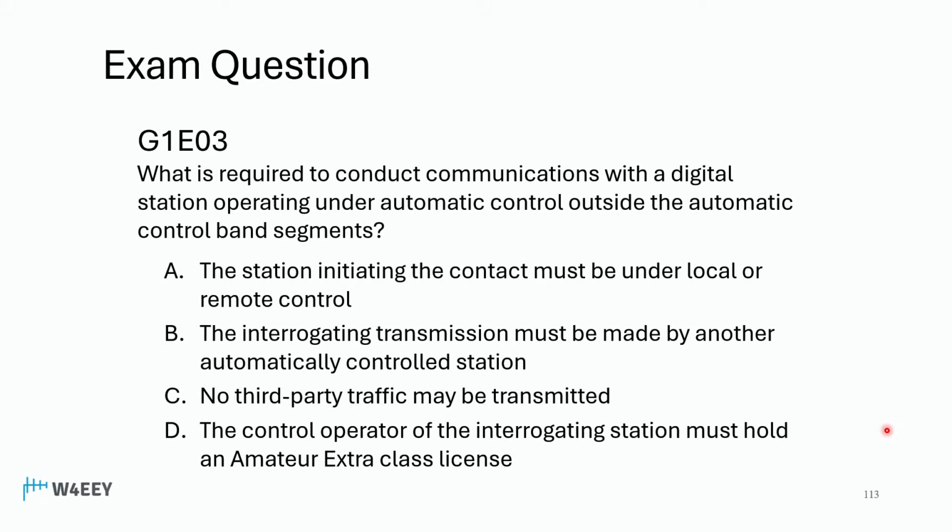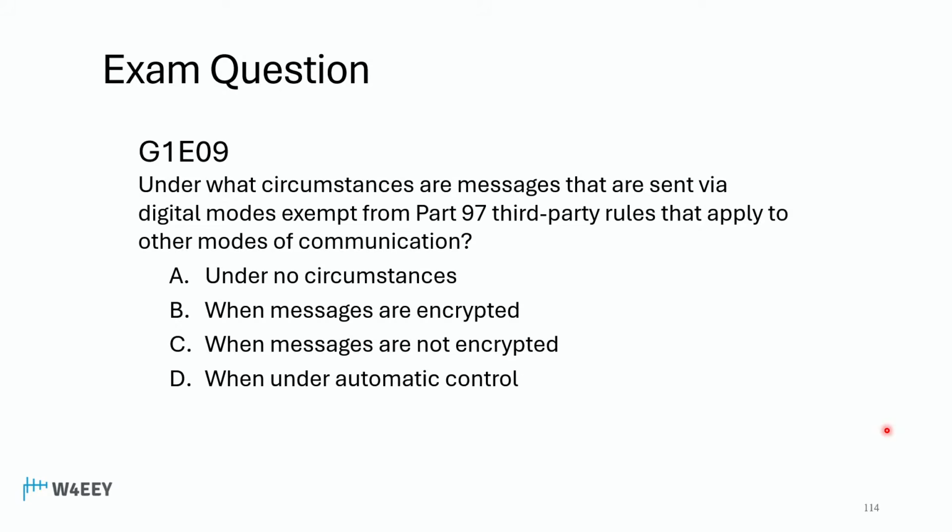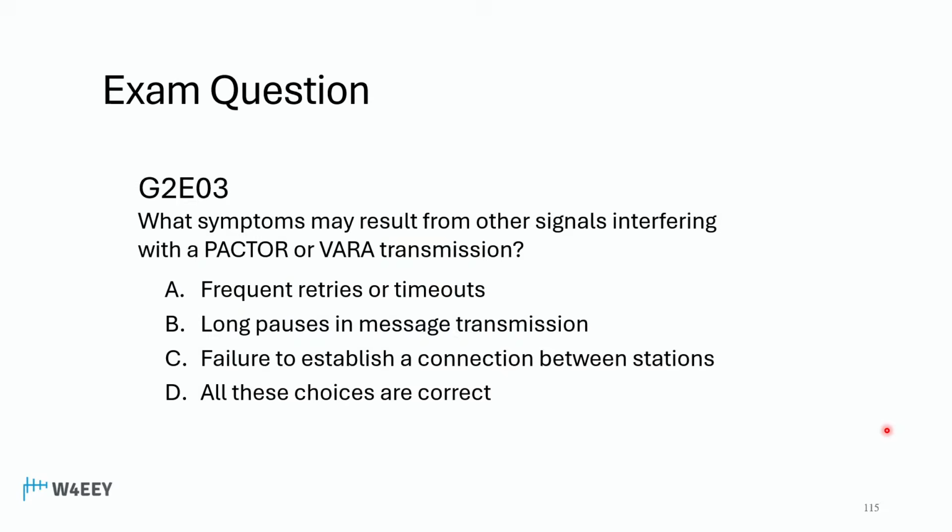What is required to conduct communications with a digital station operating under automatic control outside of the automatic control band segments? Yep, you need to be there or in direct contact. The station initiating contact must be under local or remote control. Under what circumstances are messages that are sent via digital modes exempt from Part 97 third-party rules that apply to other modes of communications? Never. You don't ever do that. Go directly to jail. Do not pass go.